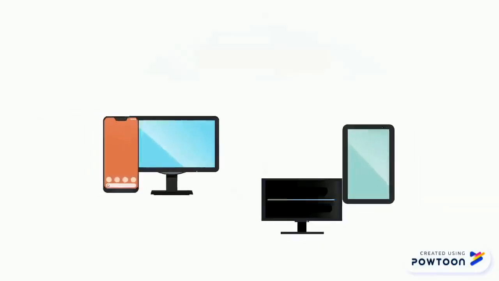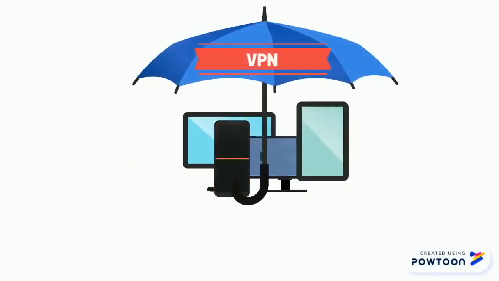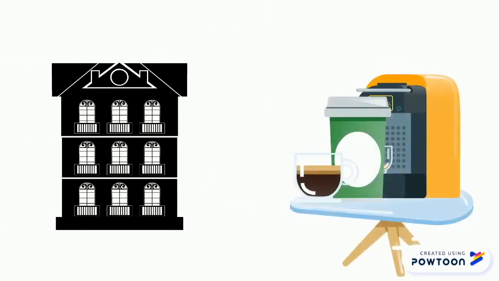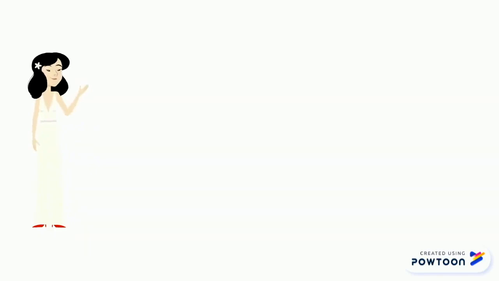VPNs are very good at protecting people's private information when they are using public Wi-Fi services, such as at a hotel or at a coffee shop, because the VPN client software encrypts the data before sending it out over the internet. I hope you learned something from this video.